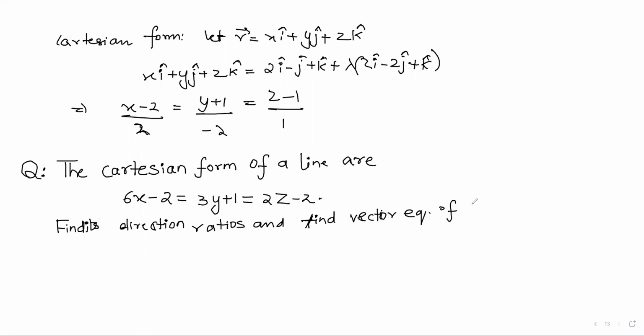Okay, so the Cartesian form is given. Now you need to find the vector form. Okay, so do the reverse. Then I will tell you how to find the ratios. First, find the vector equation.